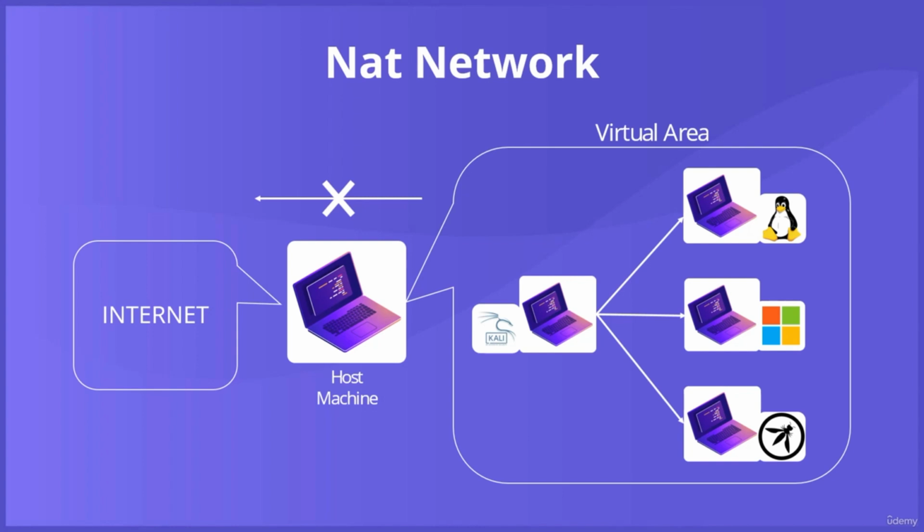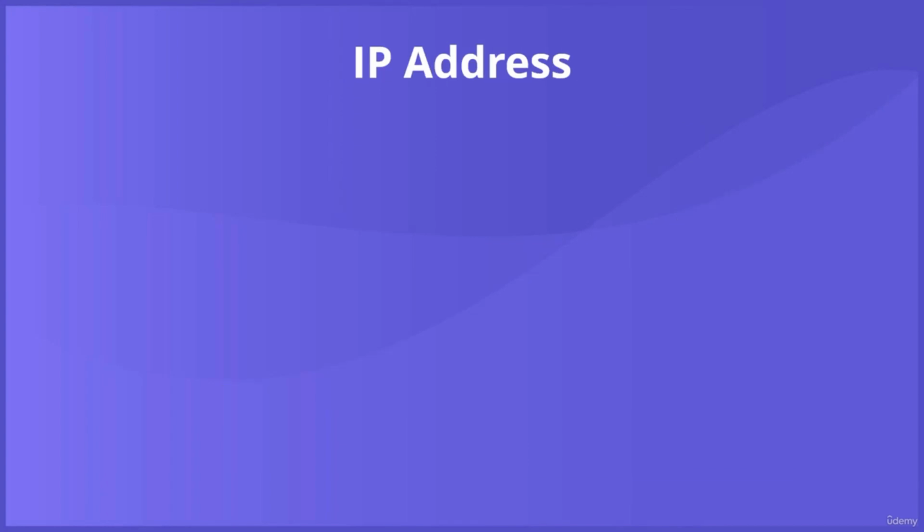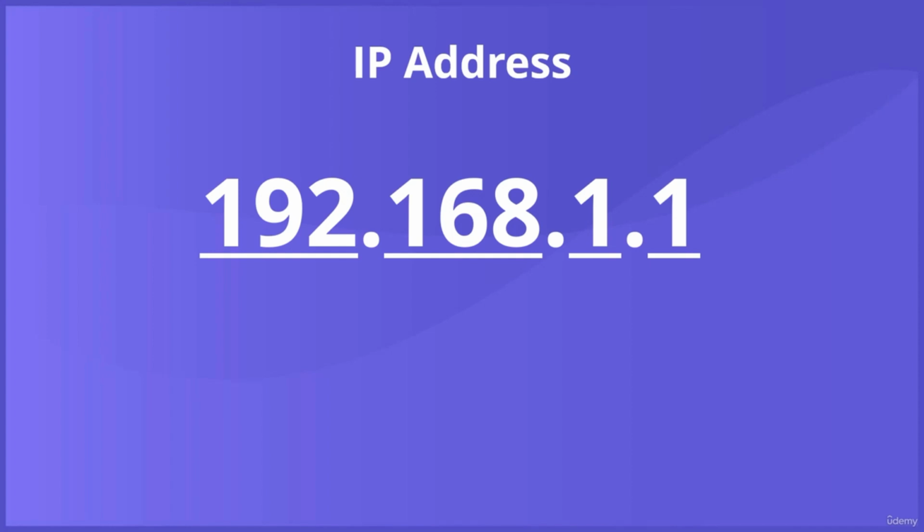IP is the address required for a computer to communicate with other computers over the network. Each computer must have a different IP. Every computer connected to the internet has an IP address. IP stands for Internet Protocol.